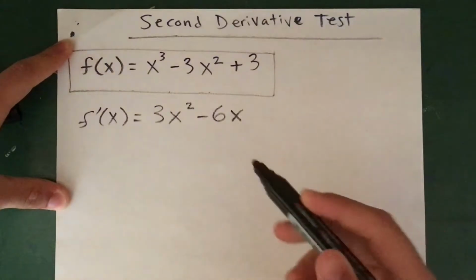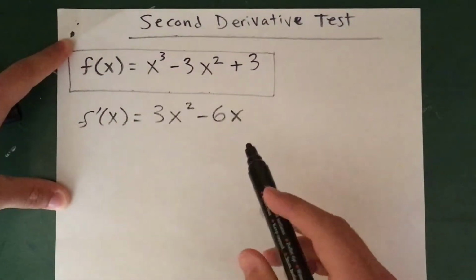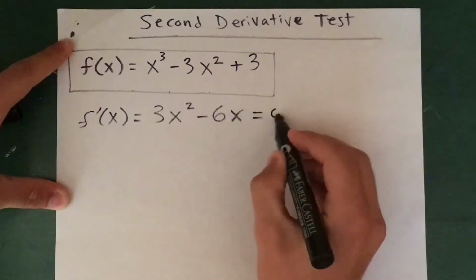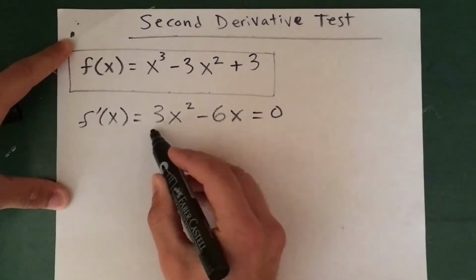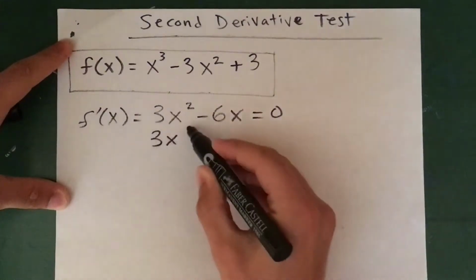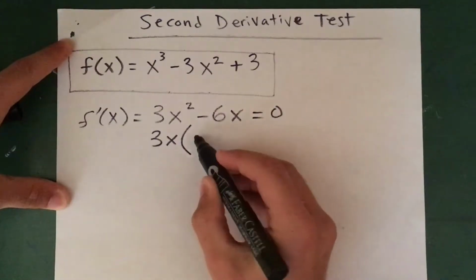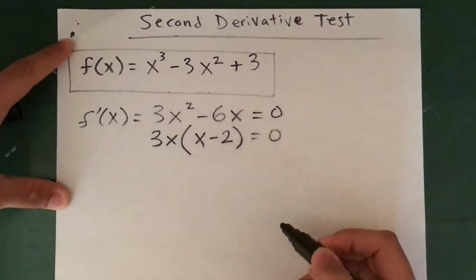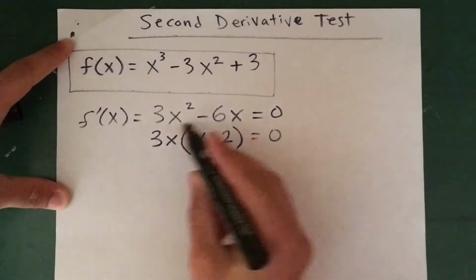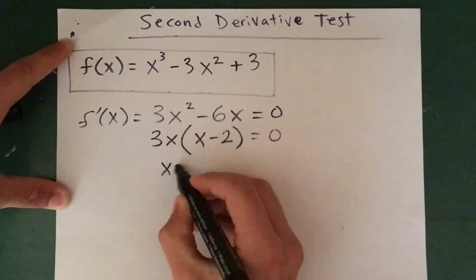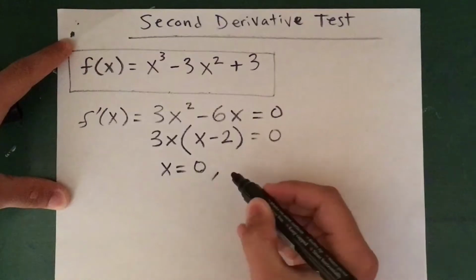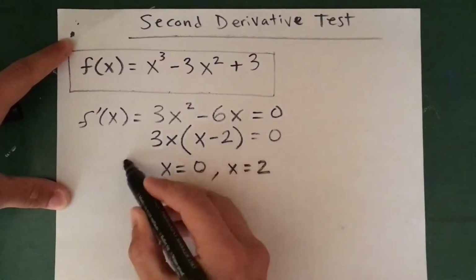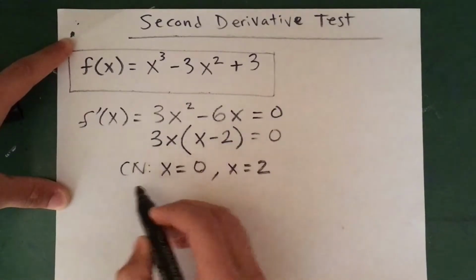Now we're going to find the critical points, the critical numbers, by setting this equal to 0 and solving for x. We can factor out a 3x, which gives 3x times (x minus 2) equals 0. What makes this whole expression 0 are x equals 0 and x equals 2. These are our critical numbers.